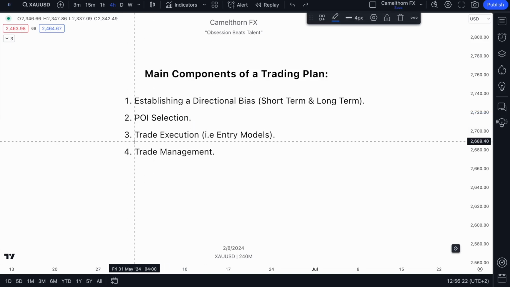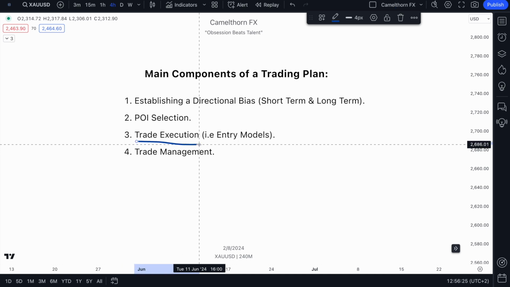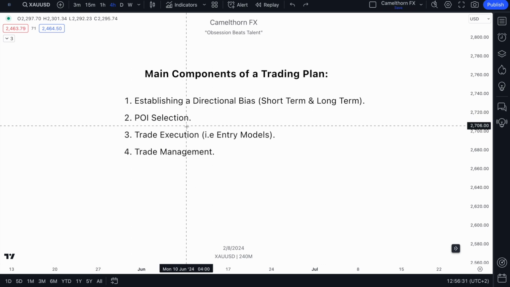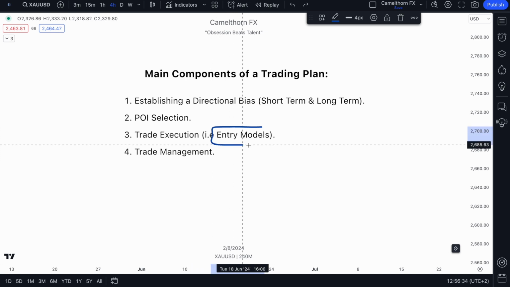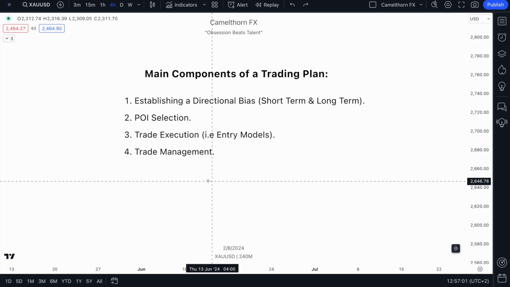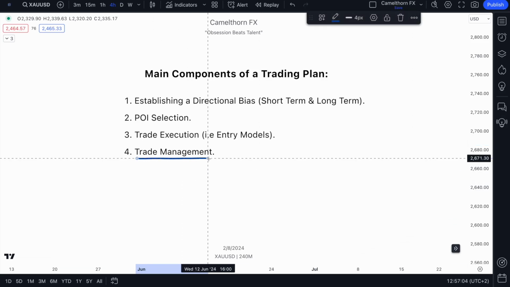Third, you want to know clearly how you are going to execute a trade once you have identified your preferred POI. And when we talk about trade execution, we're talking about our entry models. How do we physically execute a buy or sell order? And then finally, your trading plan needs to outline your trade management approach. This is going to entail how much you risk per trade, when you move your stops to break even, when you take partials, and then how much percentage of your initial position do you close when taking those partials. After taking partials, you also want to outline the points at which you are going to be trailing your stops into profit.